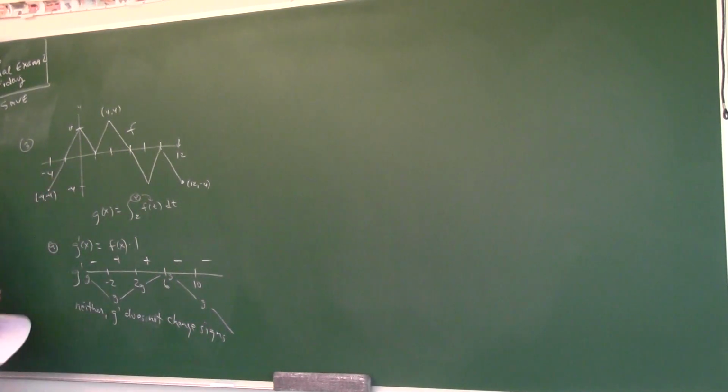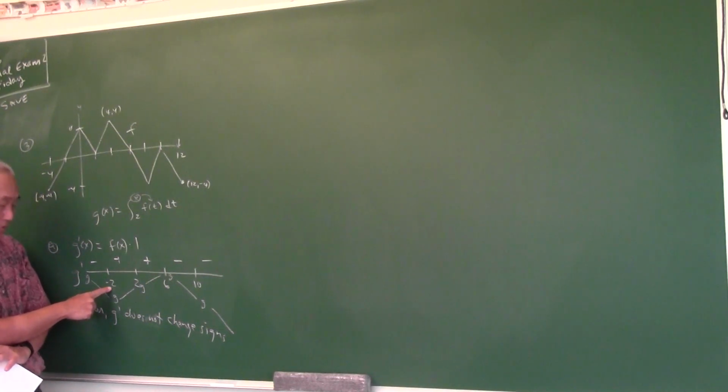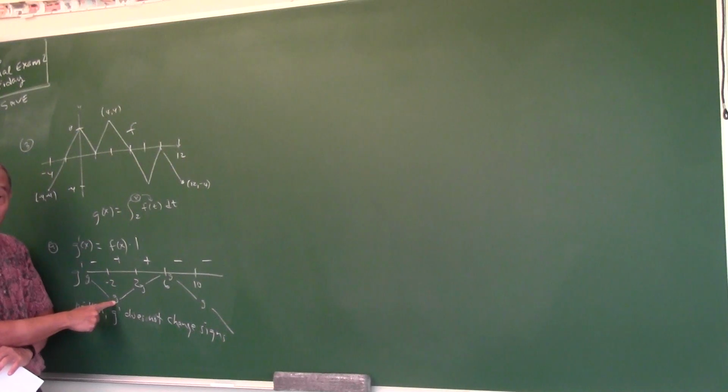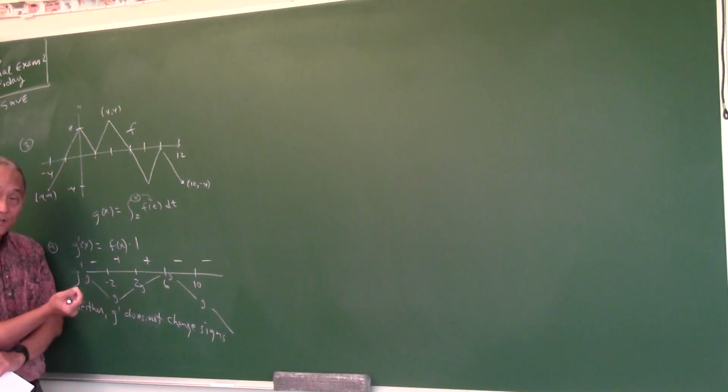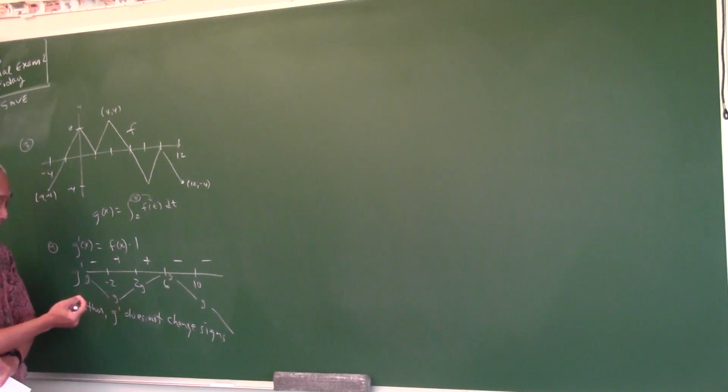Okay, what if they were to ask you, is there a max or a min at x equal -2? Well, that would be a minimum there. Why? Because G prime changed from negative to positive. That's all on the 3rd page of the cheat sheet, people.